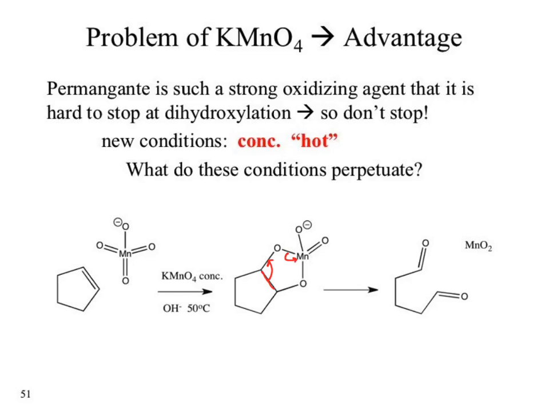The electrons shuttle to the manganese. The manganese now has too many electrons. So what happens? It pushes these electrons out under the oxygen. What's the end result? Ta-da! There it is. We've done our oxidative cleavage.